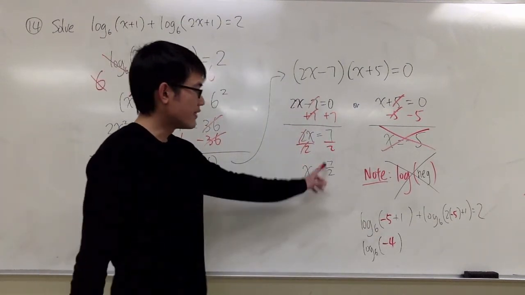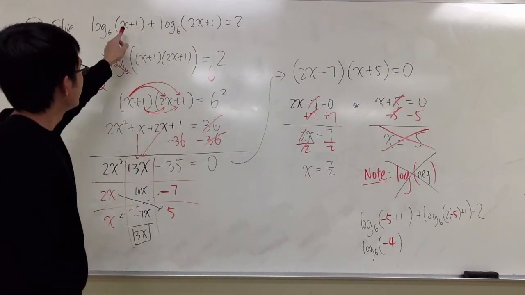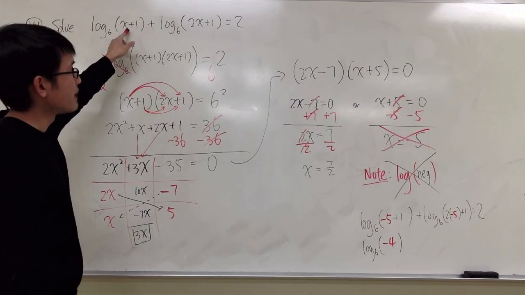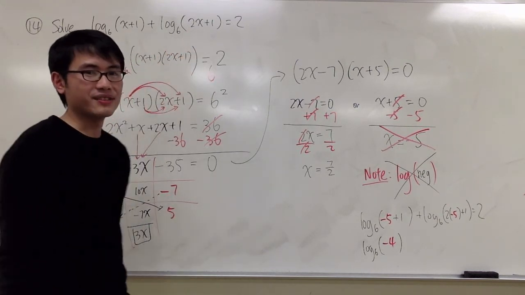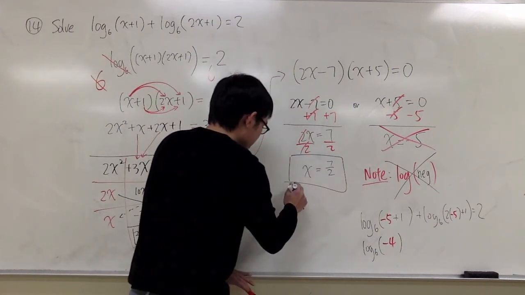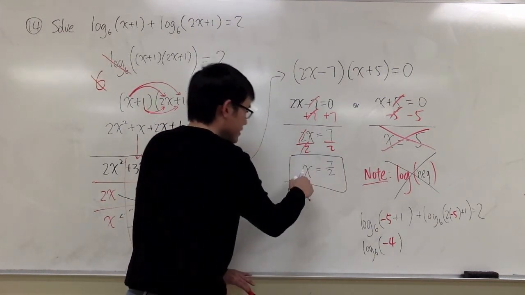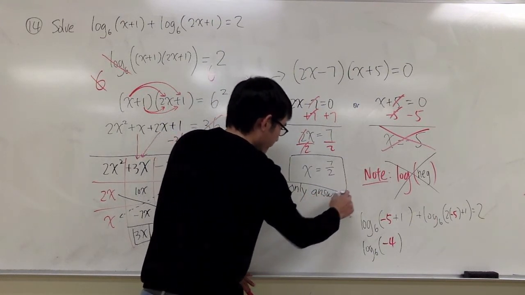And if you plug 7 over 2 into the original equation, 7 over 2 plus 1 is positive. 2 times 7 over 2 plus 1 is also positive. So the only answer is x equal to 7 over 2. This is the only answer to this.